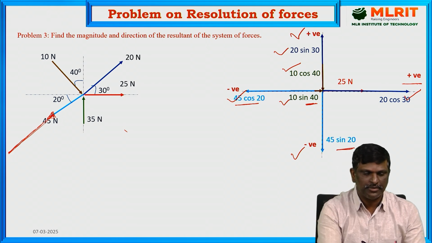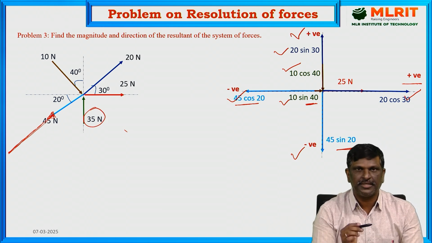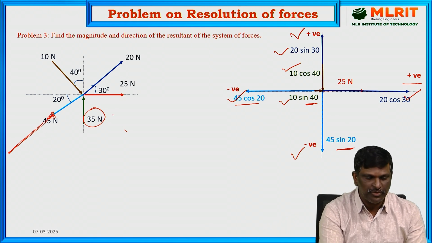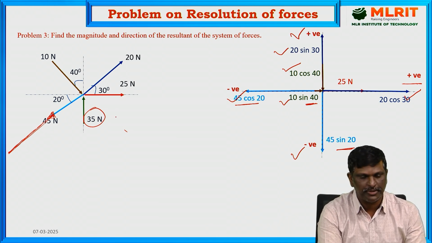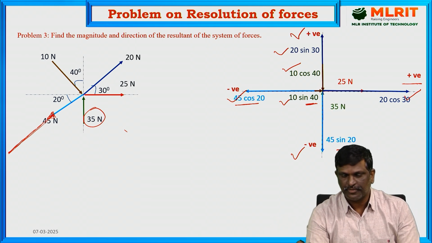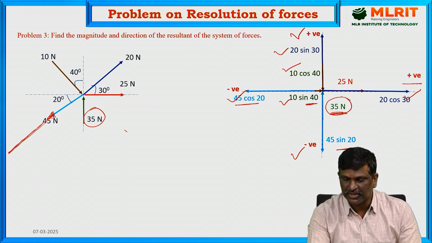Now look at the last force, 35 newtons. This 35 newtons is acting exactly vertical in upward direction. This force doesn't have any horizontal component. The vertical component is the force itself. So 35 newtons is acting in the vertically upward direction.